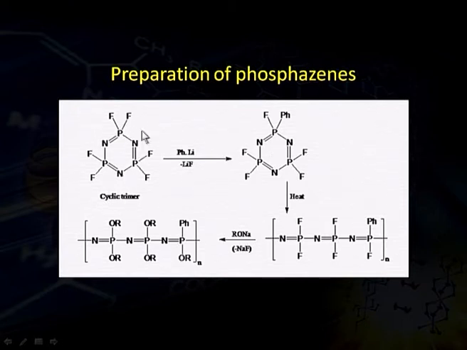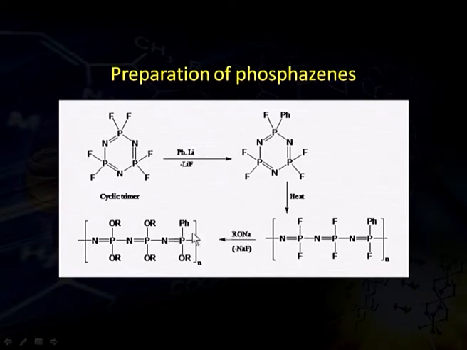Now, if we again heat this, then the ring opening takes place. After the ring has been opened, we can treat it with some group, like in this case we have sodium alkoxide, and all the remaining fluorine atoms or all the remaining halogen atoms can be replaced by the reacting groups or the reactants. So, the alkoxy group is introduced here.